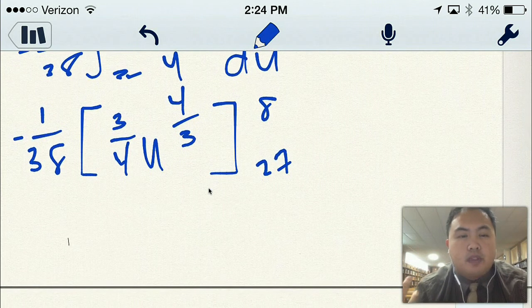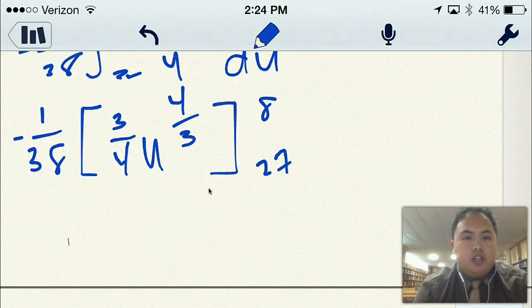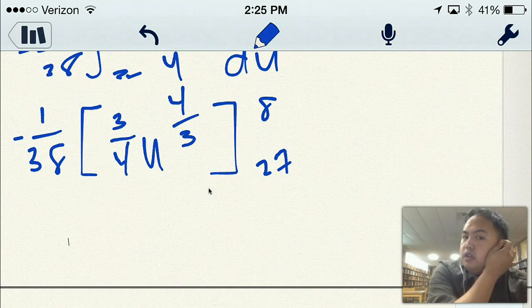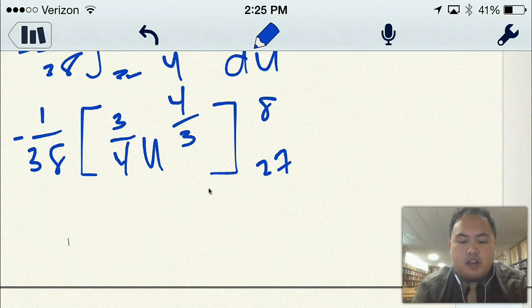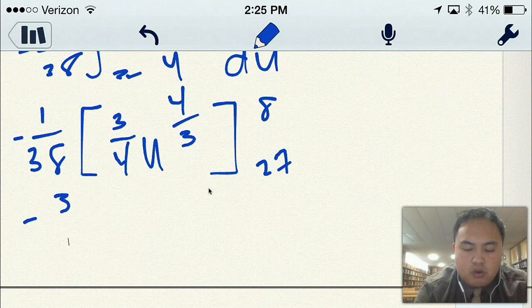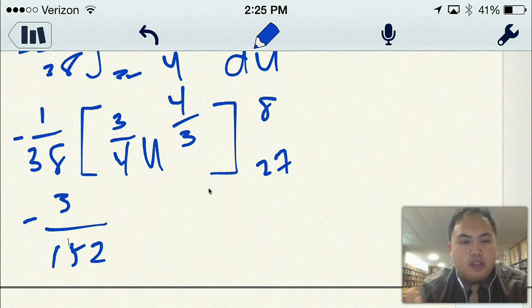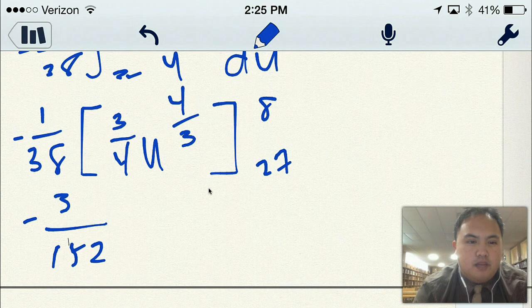So those are my new bounds. And then to make this easier on yourself, you can factor out the 3/4. So you see a 3/4 there, I'm going to factor that out. On the outside, I'm going to get a negative 3 over 152. I guess you can't reduce that, but that's factored out. And this becomes u to the 4/3.